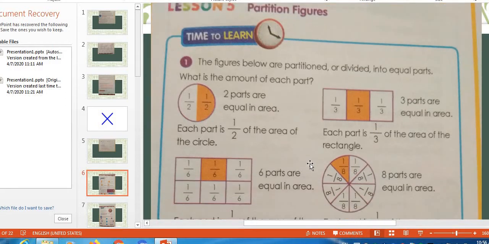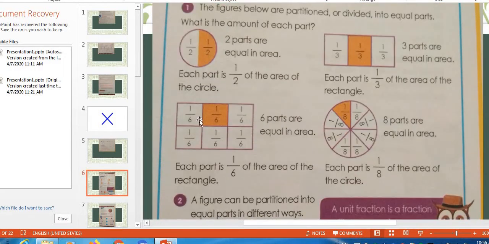Okay, here I have this rectangle divided into 6 parts. 6 parts are equal in area. Each part is 1 over the total number, here 1, 2, 3, 4, 5 and 6. So 1 over 6. Each part is 1 over 6. This means 1/6 of the area of the rectangle.